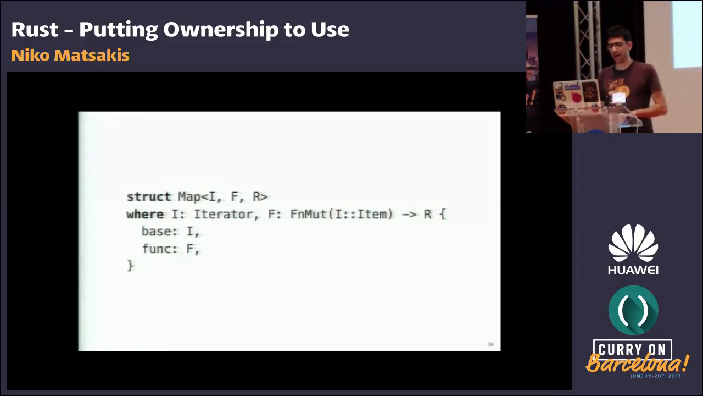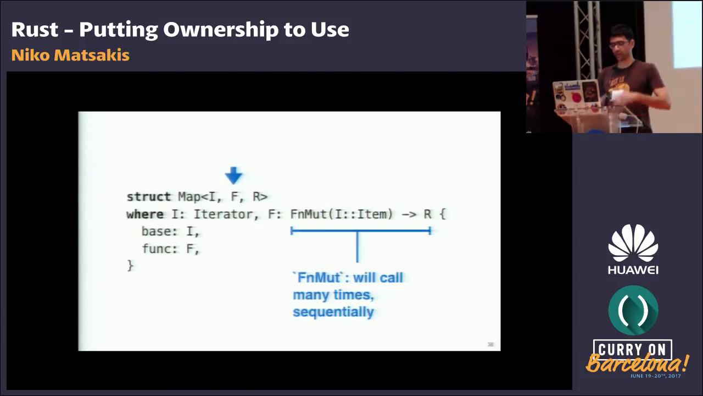So when we have the map combinator, that's also a struct, just like zip. It has a base iterator I, and it has a closure f. And because map is in a sequential iterator, that's going to be FnMut, because every time you do the iteration, it will invoke this closure to do a map on the next item. Right?